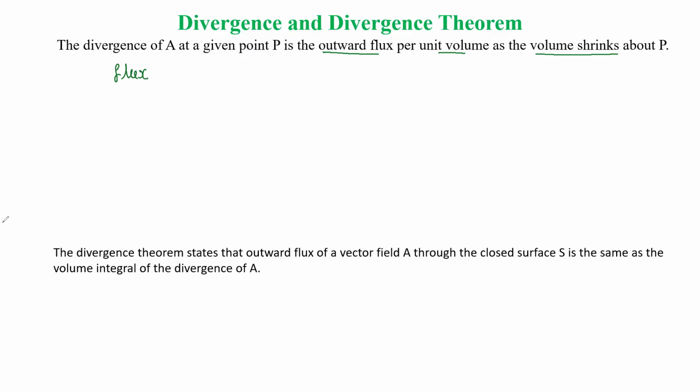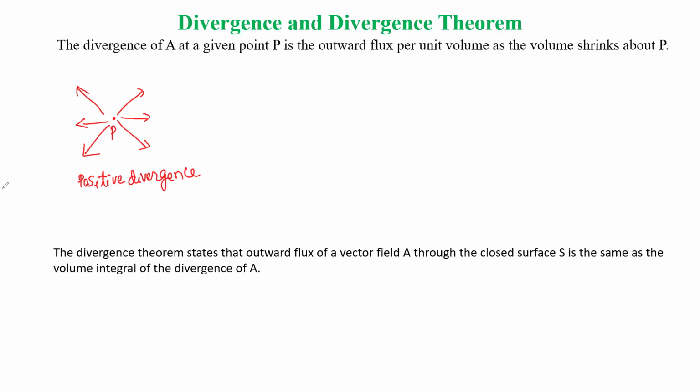Now, for example, suppose this is the point P here, and the direction of the field is like this. It is moving outwards from this point P. This outward-moving flux we call positive divergence. So here we have positive divergence. Which type of divergence? Positive, since it is moving outwards.